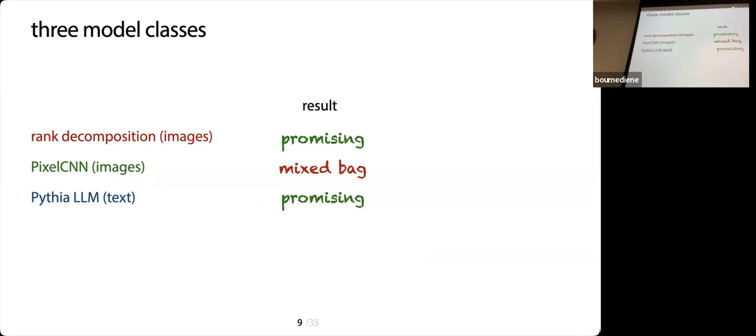All right, so then we're gonna try 3 model classes from simple to more complicated. Rank decomposition, which is a non-neural network one that we could actually have done when Bennett first proposed his theory. Pixel CNNs, so that's the first neural network, and then a pre-trained LLM that we trained on text. And the results, as I say, are work in progress. So these results are relatively promising, and then the Pixel CNN really doesn't work that well. So there's work to be done there.